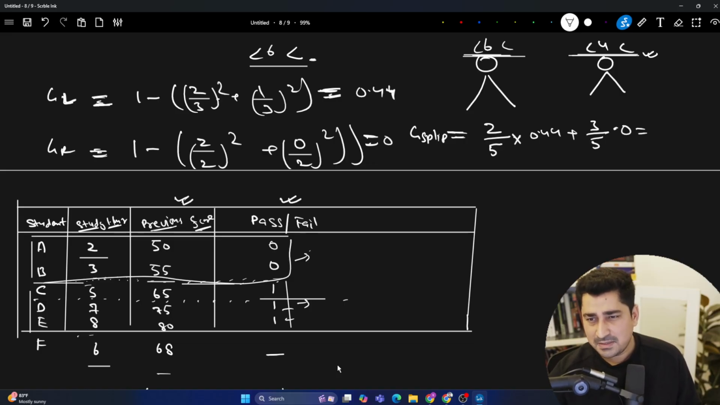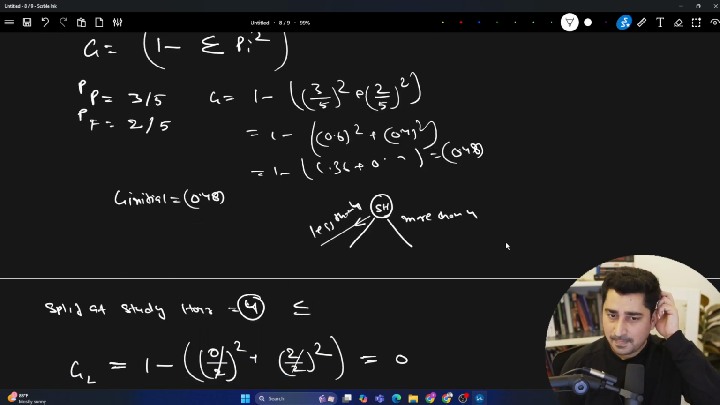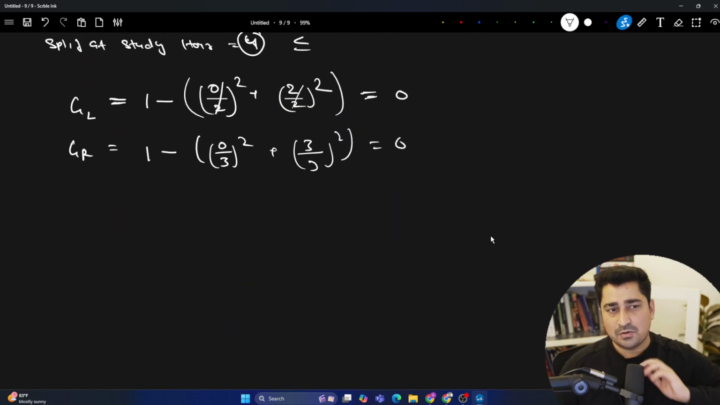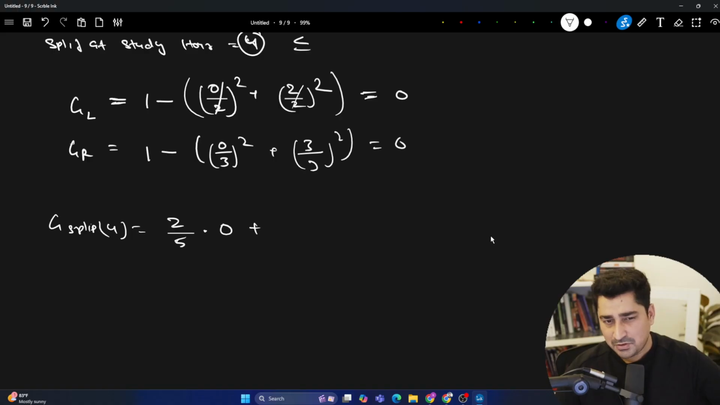This term is anyhow going to be 0. So that is the Gini for a split at 6. Now similarly, just do the math: 2/5 into 0.44. And similarly, if I have to calculate Gini for a split at value 4, it's nothing but 2/5 times Gini for left, which is 0, plus 3/5 times Gini for right, which is 0. So eventually this is going to be 0.